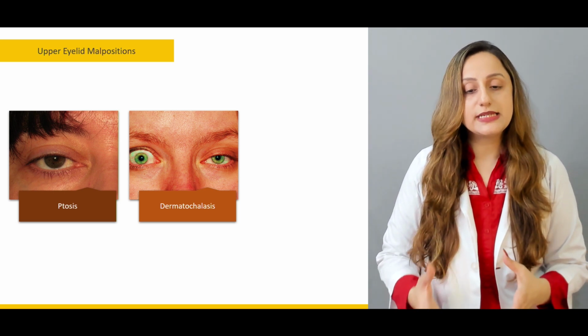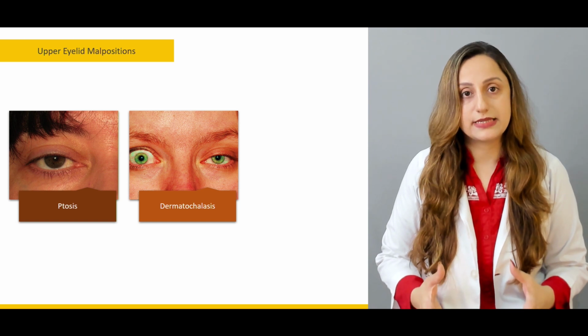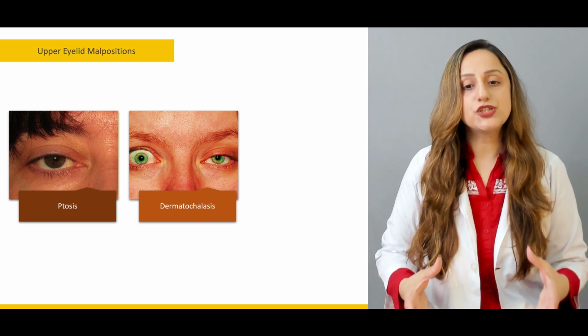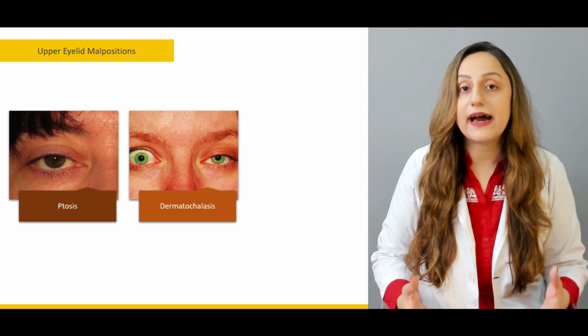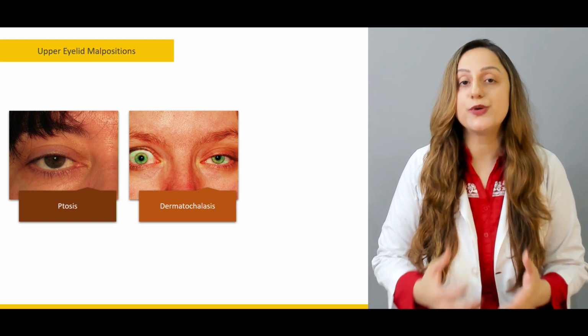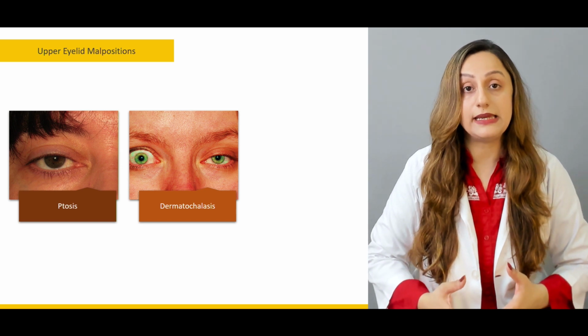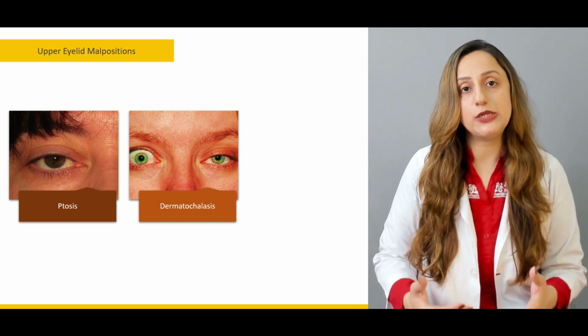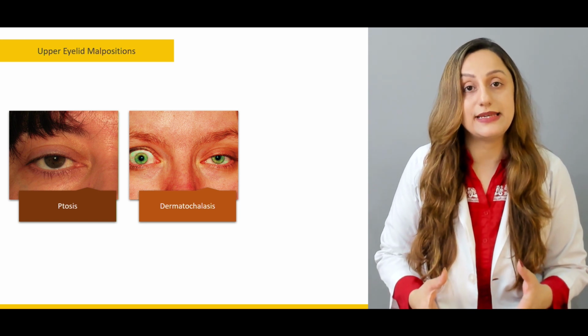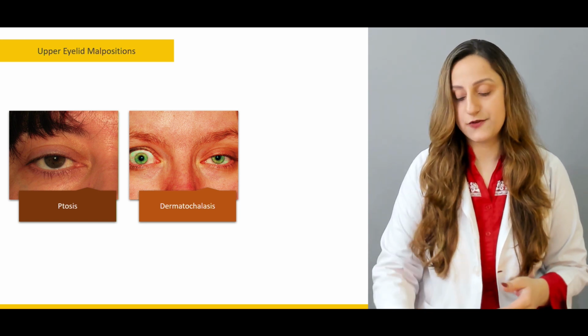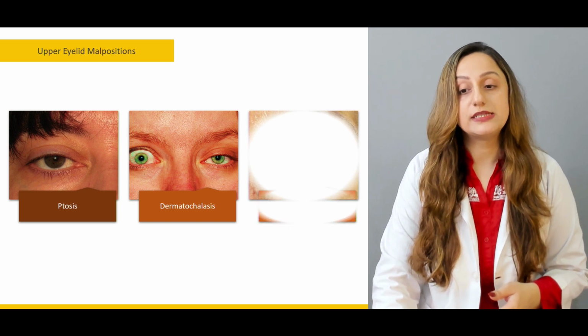Then we'll be briefly discussing dermatochalasis. The definition of dermatochalasis is basically an extra skin tag that is causing the drooping of the eyelid, or that is hindering the vision in a particular person. So that is basically defined as the dermatochalasis phenomena whenever we are diagnosing it.